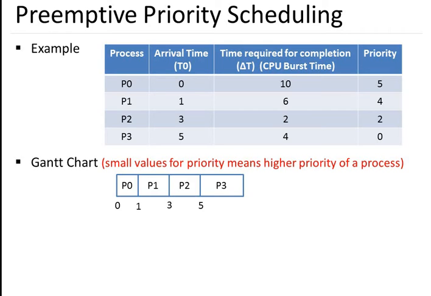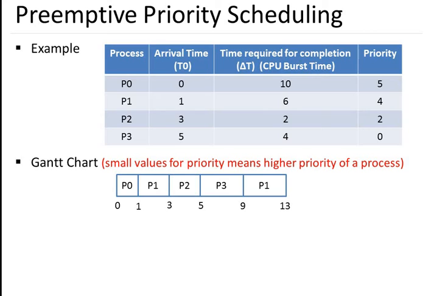Process P3 requires 4 units. So from 5 to 9 process P3 will be executed, and after that you can see there is no new process arrival. So in the queue you have process P0 and P1. Between these two processes, P1 is of higher priority. Why? Because its number is small compared to 5. That is the only reason.